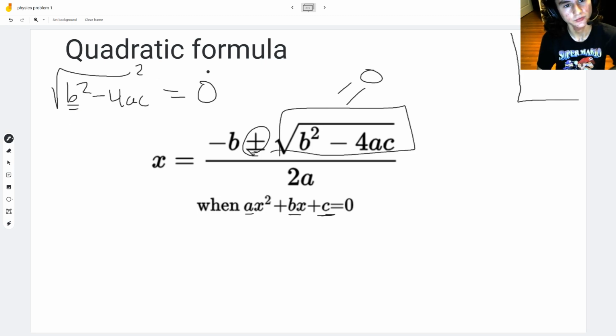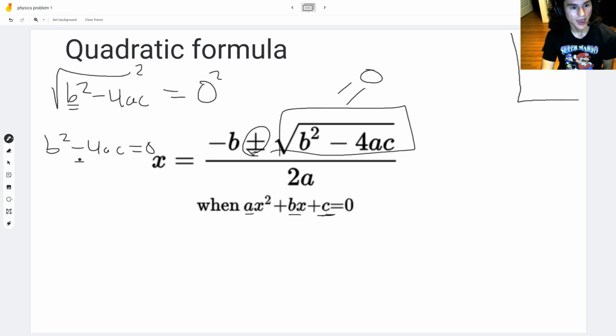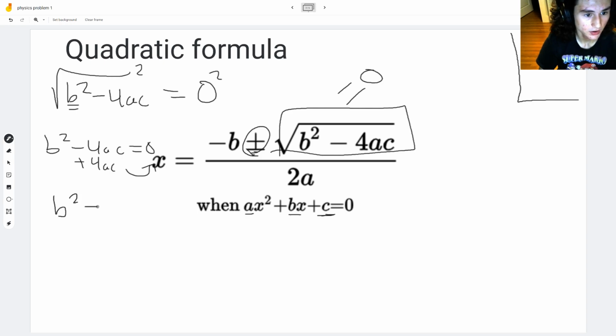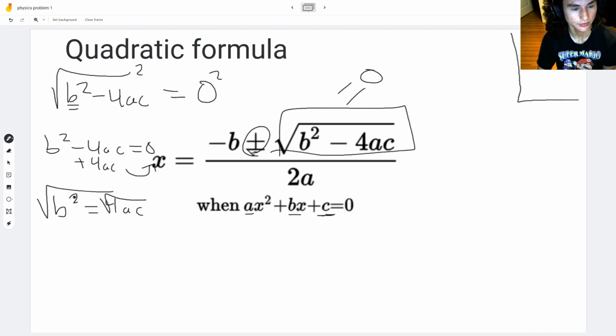Well, what we can do first is square both sides, because there's a square root over all of this. And 0 squared is just 0. So we get b squared minus 4ac equals 0. And then we're going to add 4ac on both sides. I'm going to just draw an arrow to represent adding it. And then we get b squared equals 4ac. Now, finally, we're going to square root both sides to get rid of the squared here. We get a value of b equals the square root of 4ac.